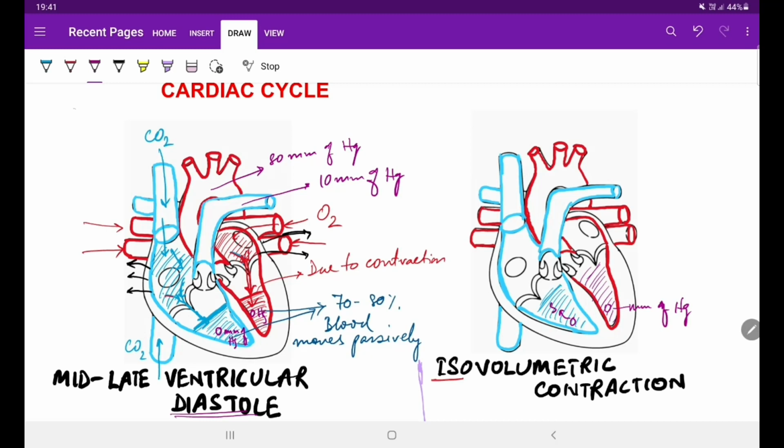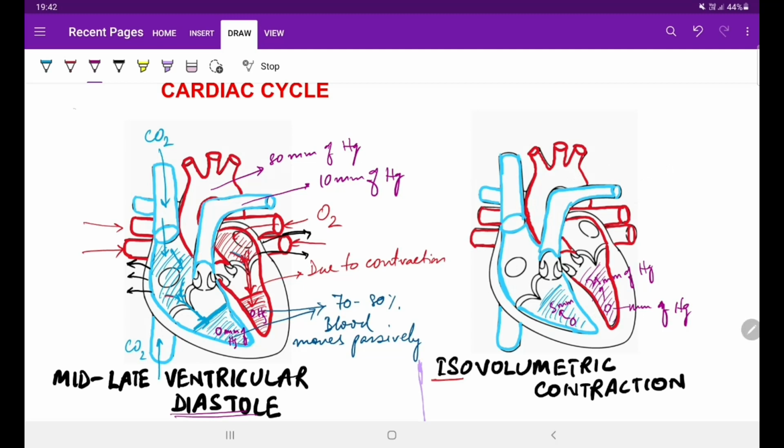Inside the right ventricle, the pressure now rises from 0 to 5 mm of Hg, whereas in the left ventricle it rises from 0 to 25 mm of Hg. The building of pressure results in increasing pressure inside the ventricles, but still the pressures are very less as compared to the 80 mm of Hg present in the aorta and 10 mm of Hg present inside the pulmonary artery.